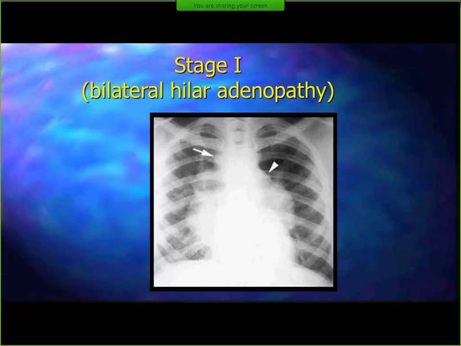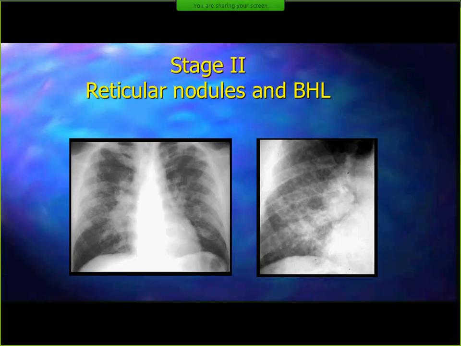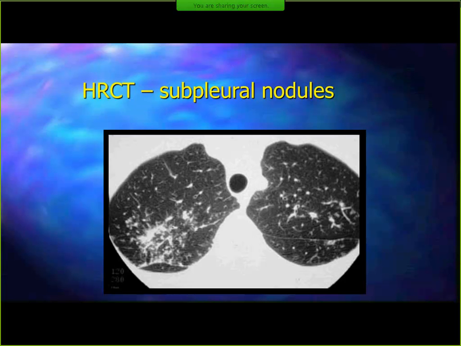So this is bilateral hilar adenopathy. They like to call them potato nodes. And then you've got reticular infiltrates, and maybe there's a little tiny node there, like small nodes. And the high-resolution CAT scan shows subpleural nodes, which is one of the classical features.